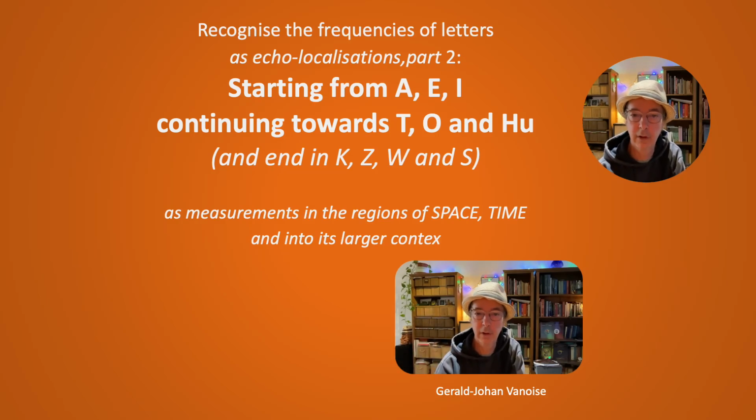This is part 2 of a video in which I try to show you how certain focuses on letters are also describable in the frequencies. They are all descriptions of how we orientate ourselves in space and time and in the full context of what we see. I already started from the A, the E, and the I, continuing. I will continue from there to T, O and H, and end in K, Z, W, and S.